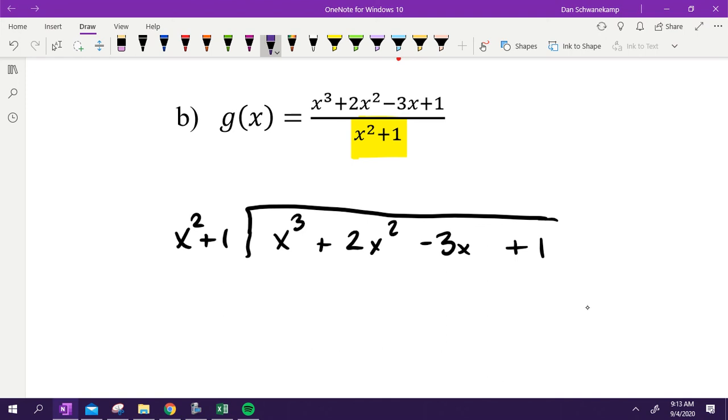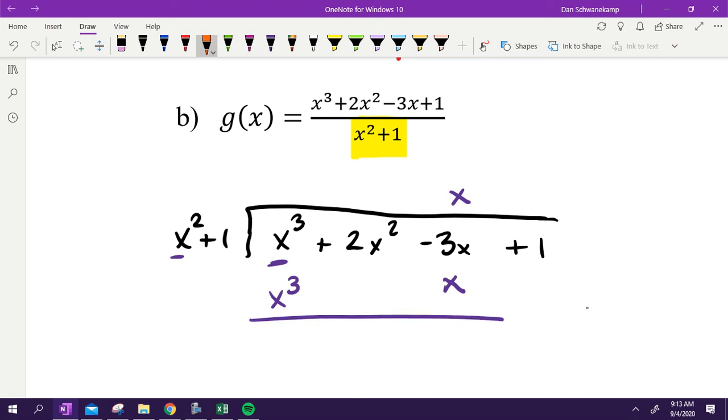Okay, so Max, we start off by asking ourselves the question, x squared times what is going to get me x cubed? X. Good. So we put an x up above, and then we're going to multiply it back in. So x times x squared is x cubed, and x times 1 is x. Notice that I'm going to put that in the x column right there underneath the negative 3x.